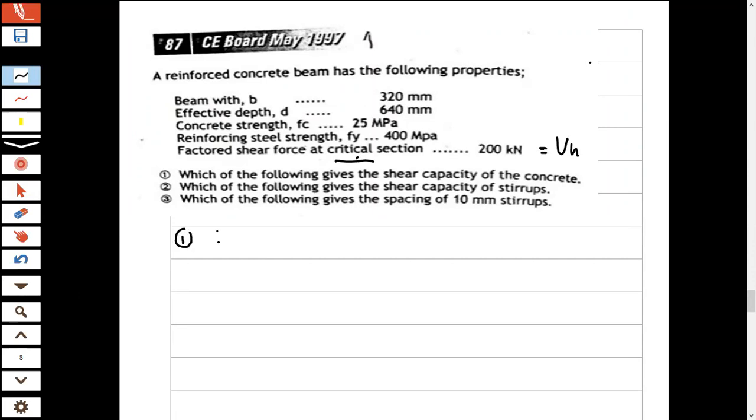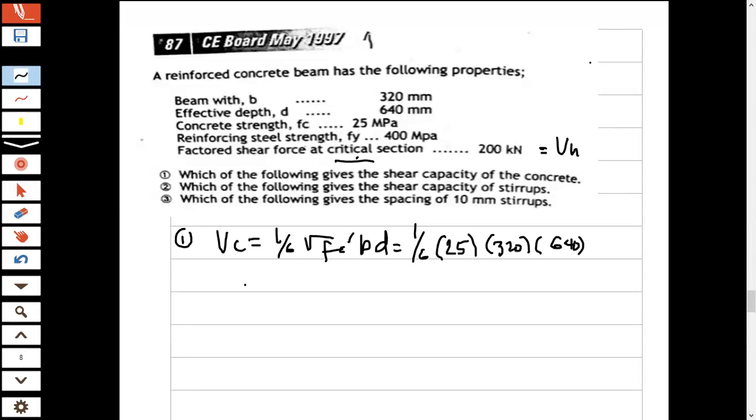Okay, number one, VC. Kasi ganun lang. 1/6 square root of FC prime BD. 1/6, FC prime is 25, B is 320, D is 640. So you have VC is equal to 170,666.67 Newton.